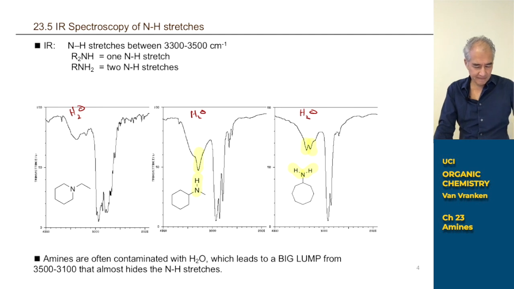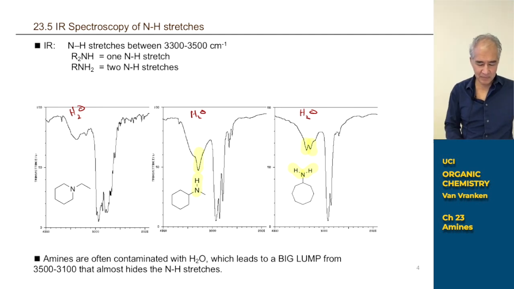So that's one little blip peak for one NH and 2 blip peaks for the 2 NHs, and then there's nothing really for the tertiary amine, whether that's triethylamine or some other tertiary amine.